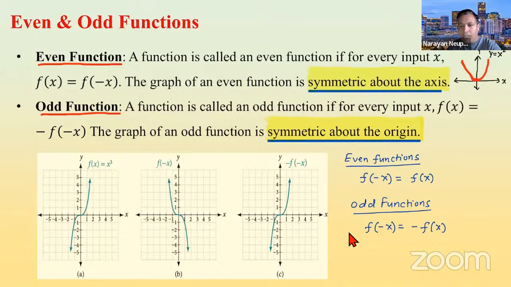If the graph is not given, if the equation is given, then you have to follow this procedure. For the even function, if you plug in negative x, it will be equal to the function. But for the odd function, if you plug in negative x, it will be opposite of the original function. So that is the theoretical part.